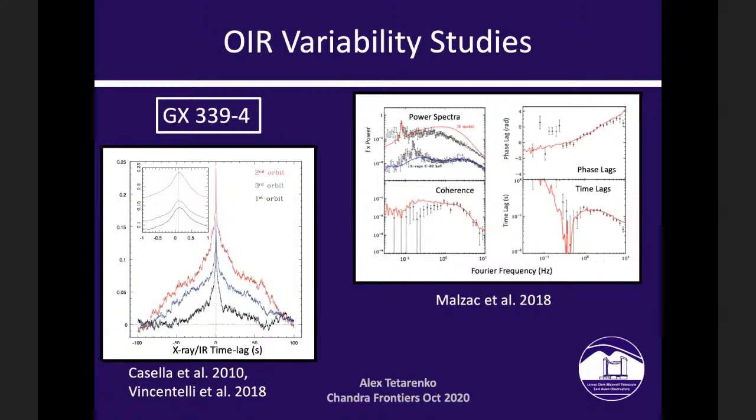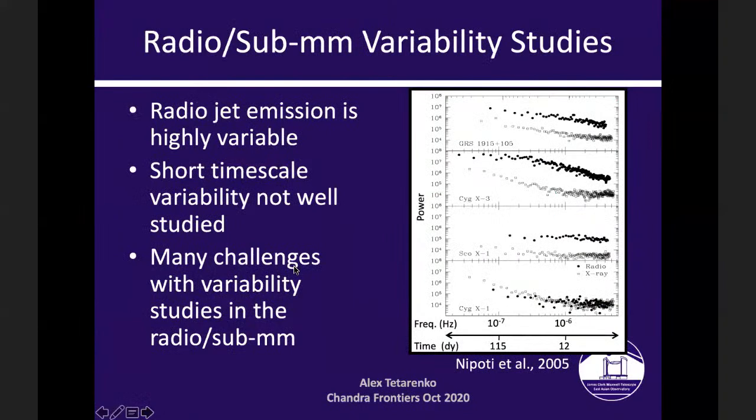Now, being a radio astronomer myself, when I saw these optical infrared timing studies, it made me wonder, well, what if we could do this at even longer wavelengths? What if we could do this in the radio and the submillimeter? We could get a complete picture all the way from the X-ray down to the radio of what's happening in these X-ray binary systems. Well, we've known for a while that radio jet emission is highly variable in these systems.